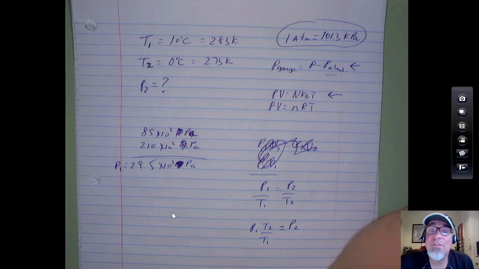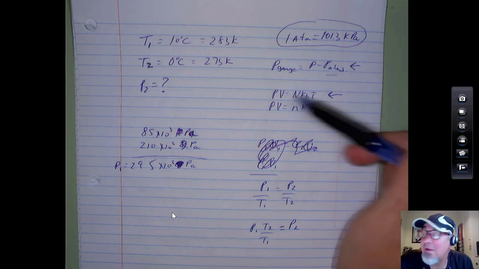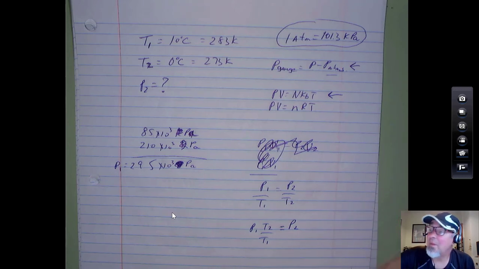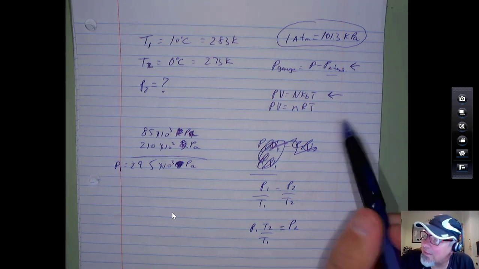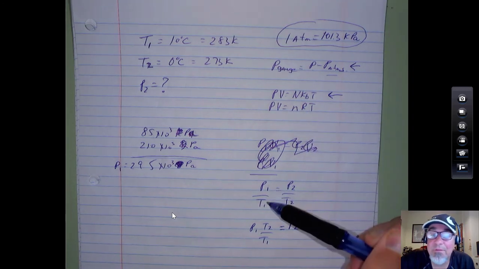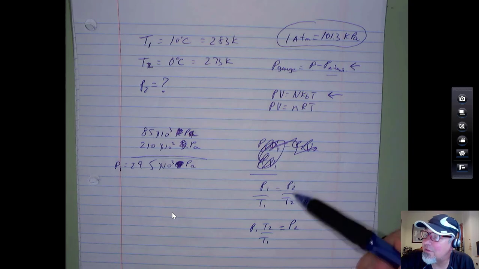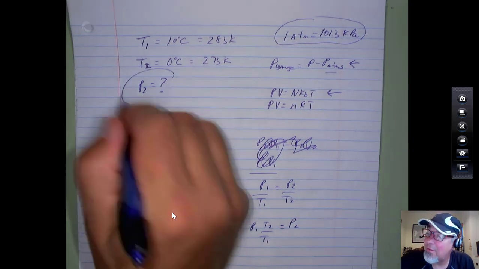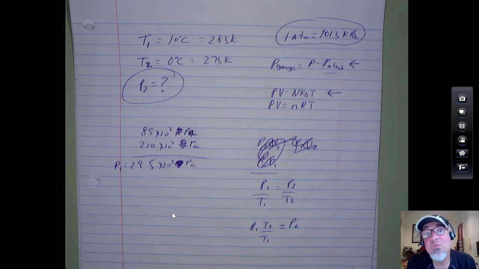Okay, so what's not changing in this problem? The number of particles and the volume. We're assuming the volume is staying the same. The things that are changing are the pressure and the temperature. So you can rewrite these conditions like this: P1 over T1 is equal to P2 over T2. And what we're trying to figure out is P2. That'll give us the absolute pressure P2. You'll have to subtract off again the local atmospheric pressure to get the gauge pressure.